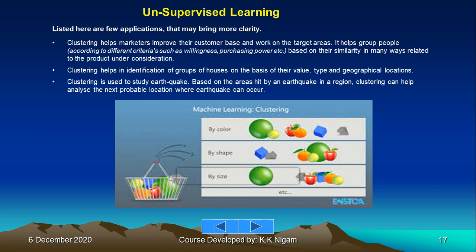Clustering helps in identification of groups of houses on the basis of their value, type, geographical locations, etc. Clustering is used to study earthquakes based on the areas hit by the earthquake in a region. Clustering can help analyze the next probable location where an earthquake might occur.